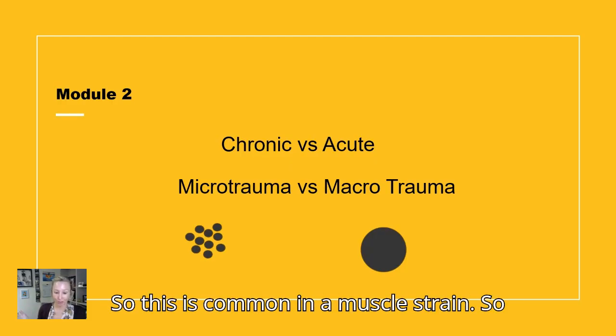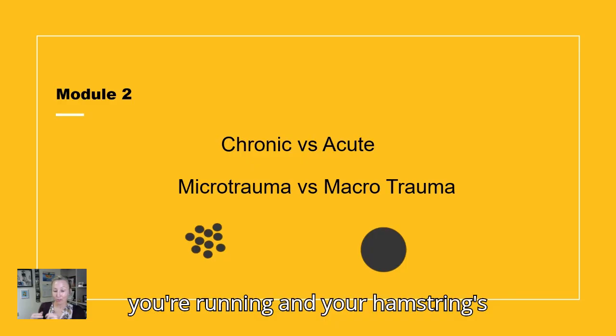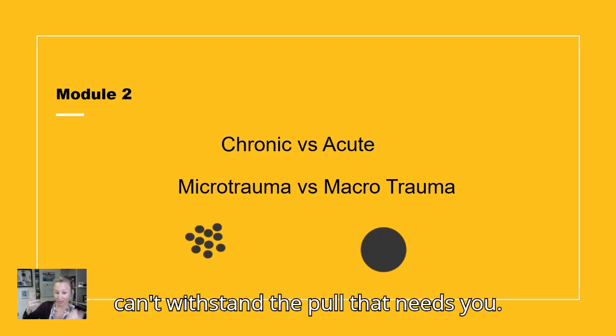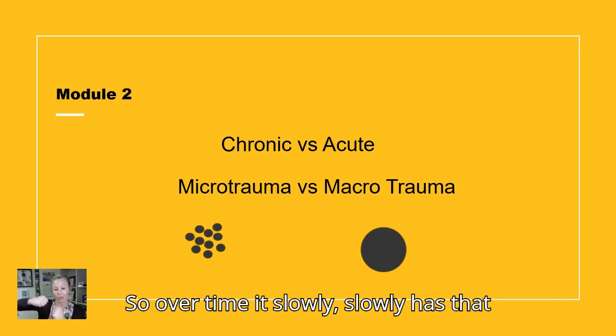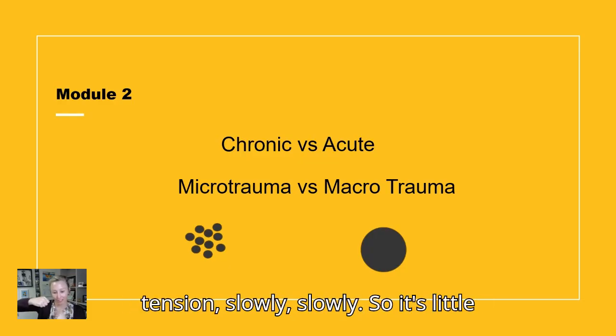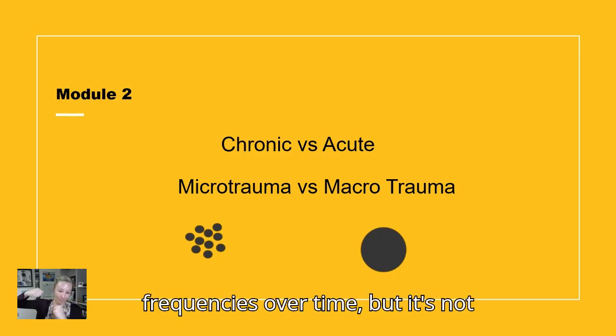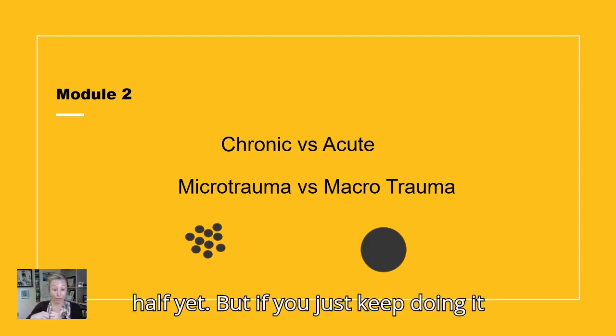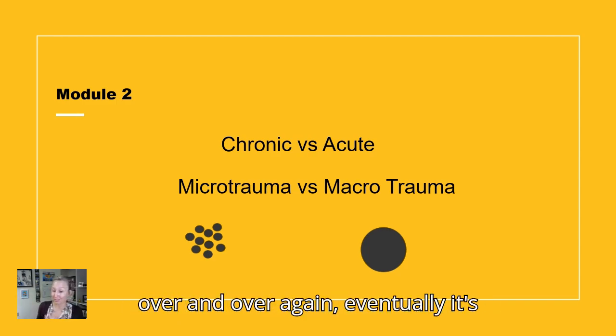So this is common in a muscle strain. You're running and your hamstring's really tight and it can't withstand the pull that it needs to. So over time, it slowly has that tension. It's little frequencies over time, but it's not enough to really tear that hamstring in half yet. But if you just keep doing it over and over again, eventually it's going to start tearing.